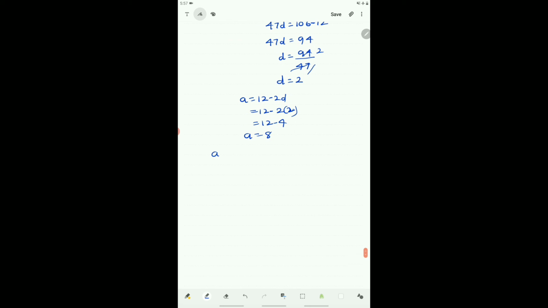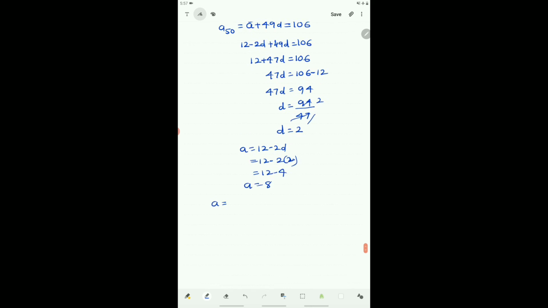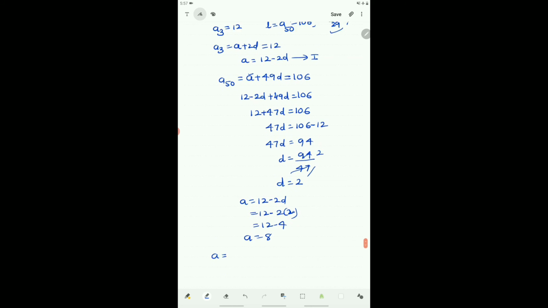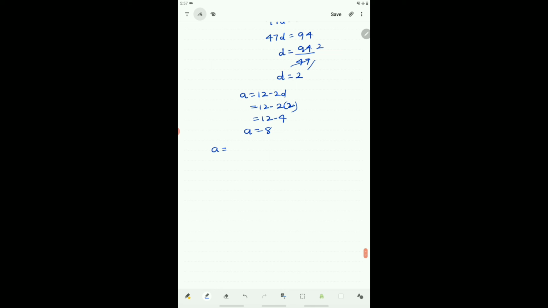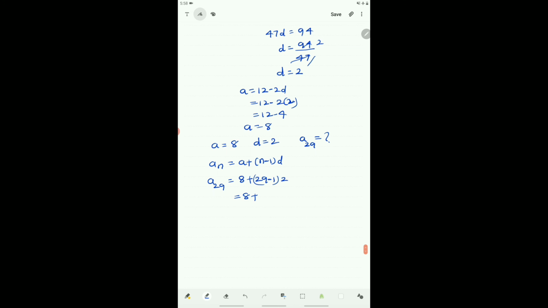After getting the value of A and D, then you find out the 29th term, A29. So you got A is equals to 8, D is equals to 2, and A29 is equals to question mark. Write the formula for AN. AN is equals to A plus N minus 1 into D. A29 is equals to, here A is 8 plus N is 29 minus 1, D is 2.